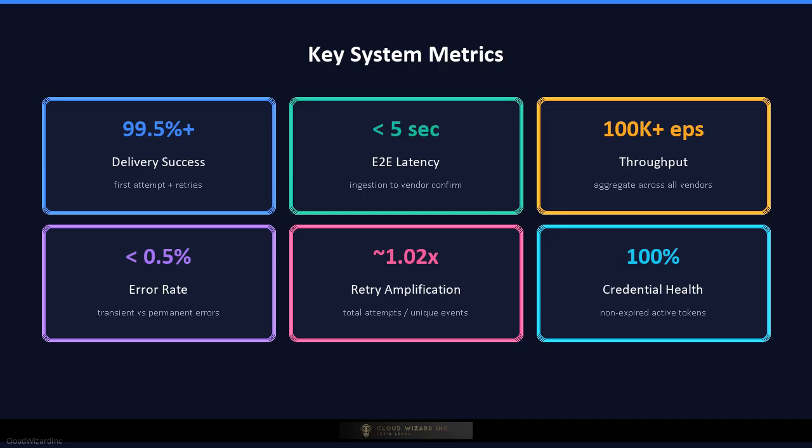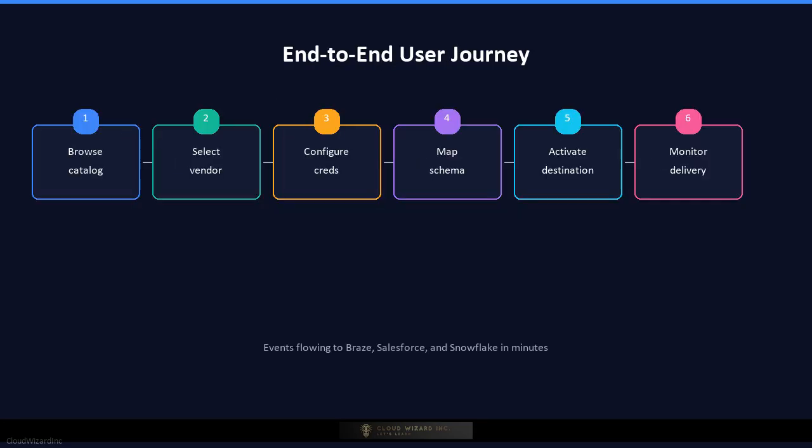Credential health, tracking how many vendor connections have valid, non-expired credentials. And connector coverage, the percentage of requested vendor integrations that are live versus in backlog. These metrics are what the business and platform teams actually care about. Let's trace the end-to-end user journey.